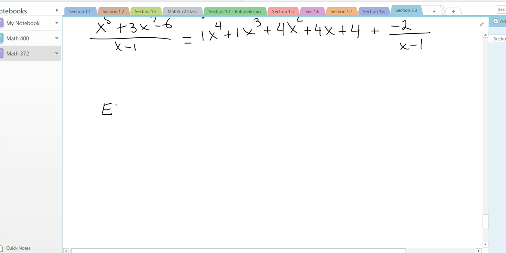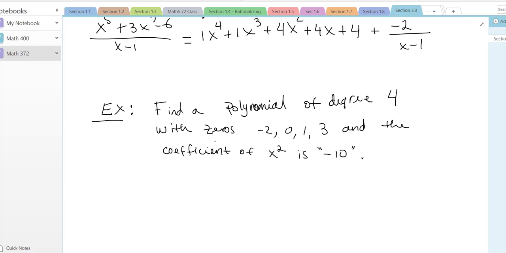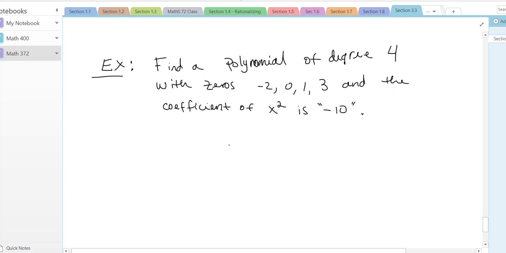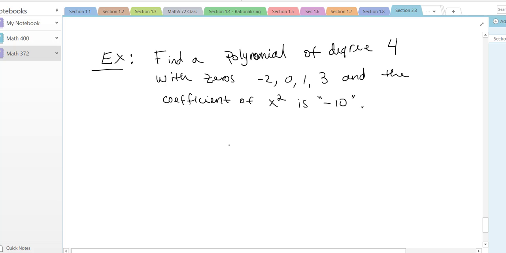So one more little thing. Let's say my next example, we're going to try to find a polynomial given some zeros. All right, so in this example, find a polynomial of degree 4 with zeros at minus 2, 0, 1, 3, and the coefficient of x squared is negative 10. So because I know that these are zeros, that means if minus 2 is a 0, that means x minus a minus 2 is a factor. Right, so that means x plus 2 is a factor.